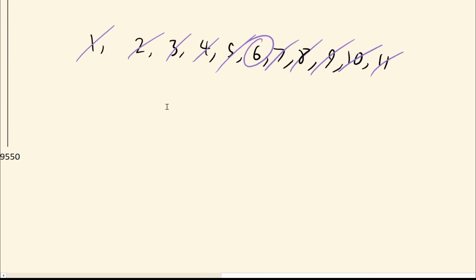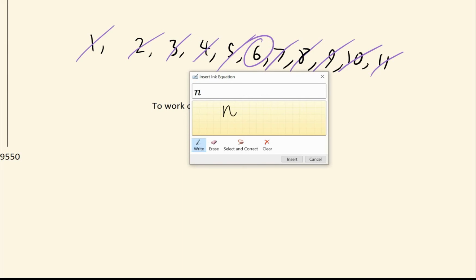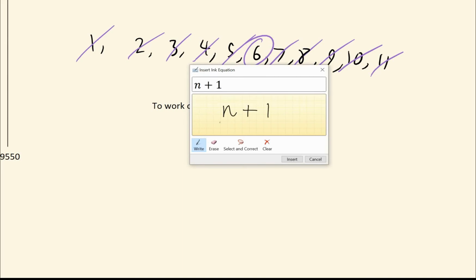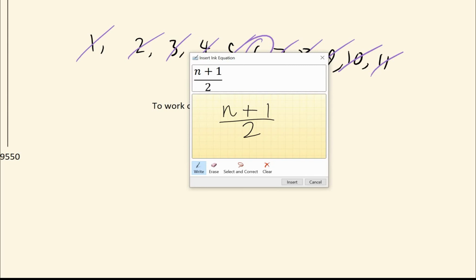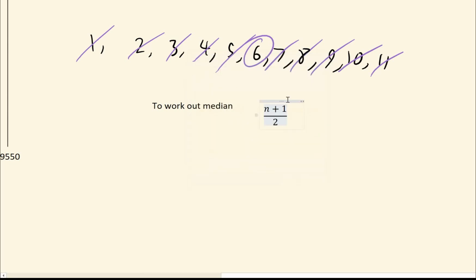To work out the median, we basically want the half value, but it's not quite the half value. The formula to work it out is you have n, which is the number of items in your list, in this case 11. You then add 1 to it, and then divide it by 2. And that will work out the median. So here we had 11 values. 11 plus 1 is 12, divided by 2 is 6, which means the sixth value is the median.